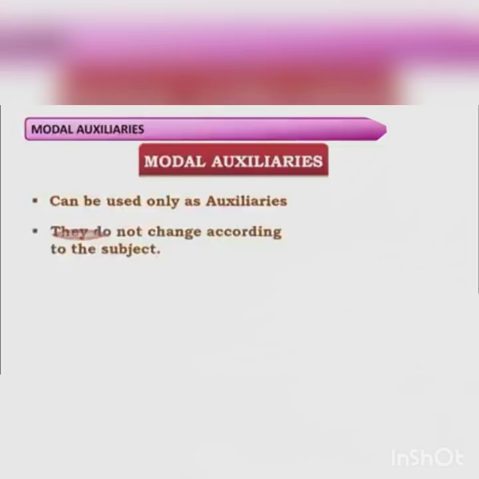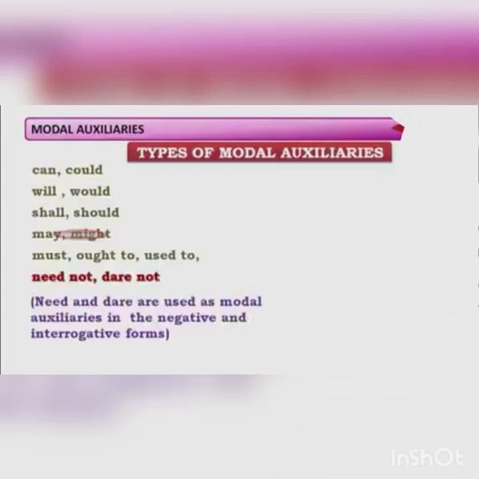Okay? Now, we will go to the types of modal auxiliaries. Just to have a quick recap, what are the examples of modal auxiliaries? Can, could, will, would, shall, should, may, might, must, ought to, used to, need not, dare not, need, dare. Now here you have to remember that need and dare are used as modal auxiliaries in the negative and interrogative forms. What do you mean by negative? It means no type questions, no type examples, and interrogative means question type, question form examples.